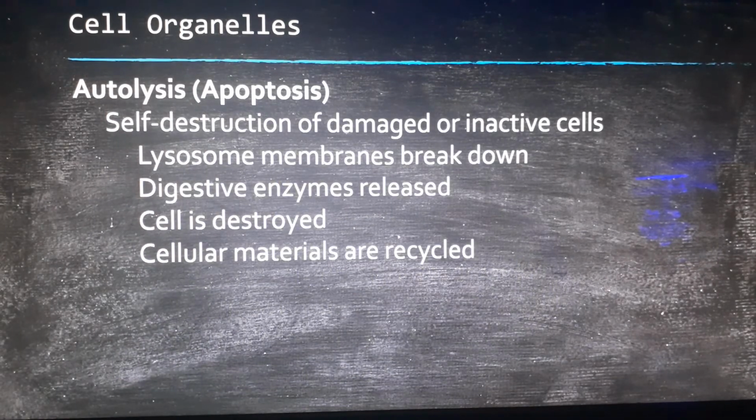Now, a cell can also have a special triggered suicide mode. It's called autolysis or apoptosis. And if it is told to commit suicide, the lysosomal membrane of the inactive lysosome will just break open and release the enzymes into the cell. Now, once those enzymes are released, they will see substrates and they will become active. And so the cell digests itself from the inside out. And all cellular materials are recycled and reabsorbed by nearby cells.